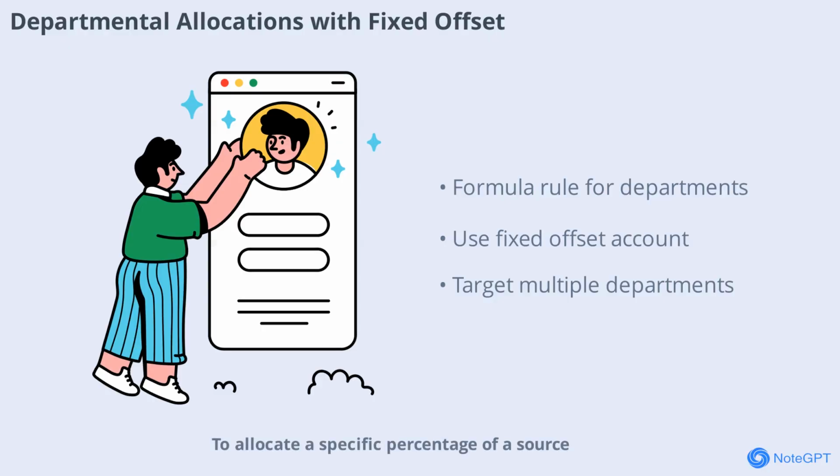Allocate a specific percentage of a source to a range of departments with a fixed offset. Create a formula rule using parent accounts and departments as targets. Multiply the source by the desired percentage, and use a specific account combination for the offset. This method allows for targeted allocations across multiple departments.